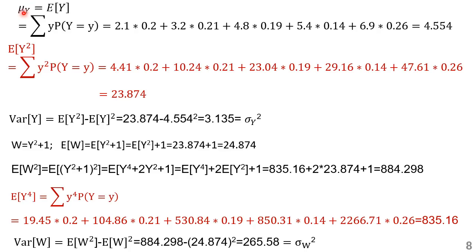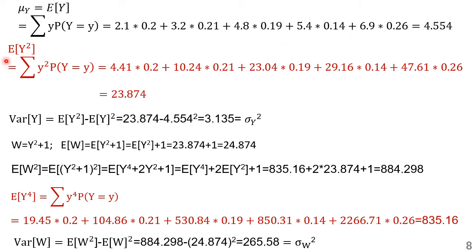Let us try to find the mean of y. Mu y is given by E of y, that is 2.1 into 0.2 plus 3.2 into 0.21 plus 4.8 into 0.19 plus 5.4 into 0.14 plus 6.9 into 0.26. It gives you the answer 4.554.